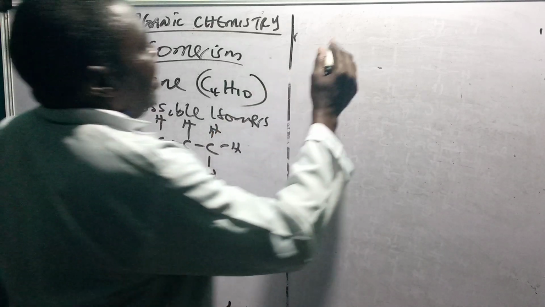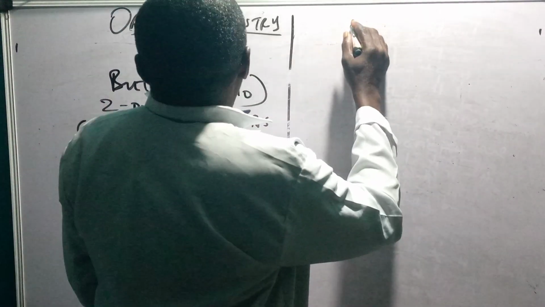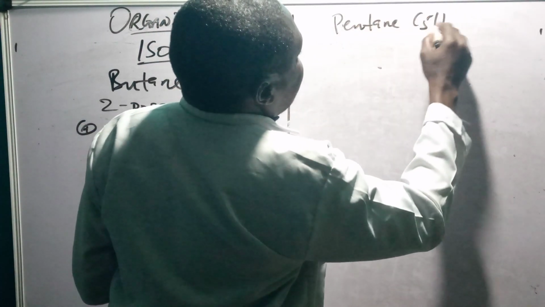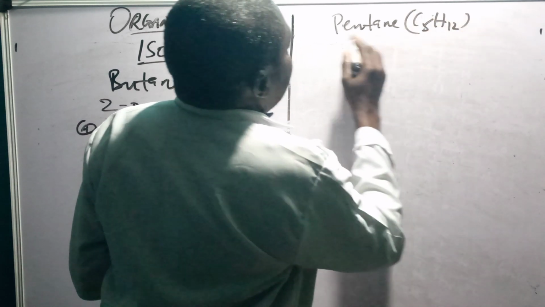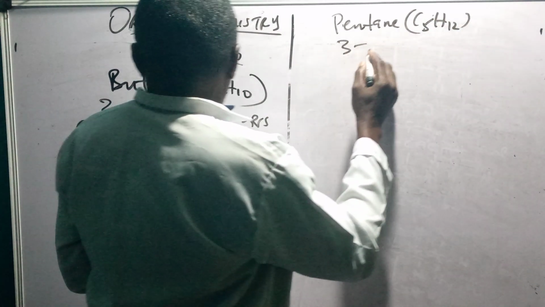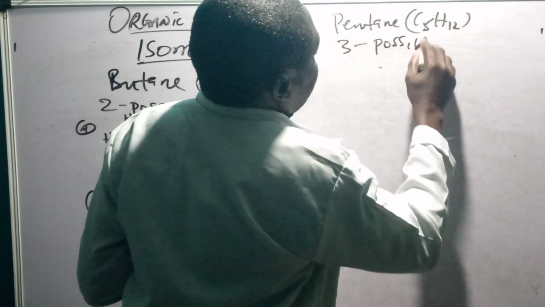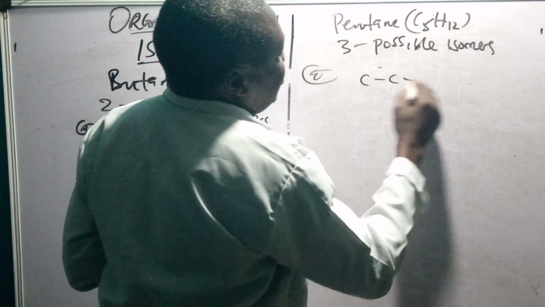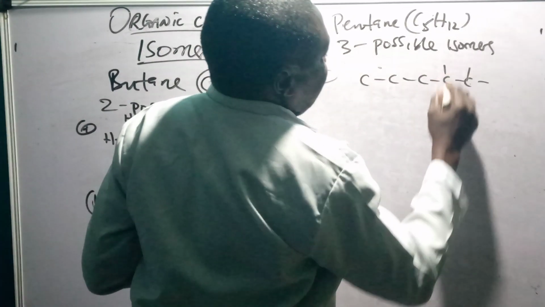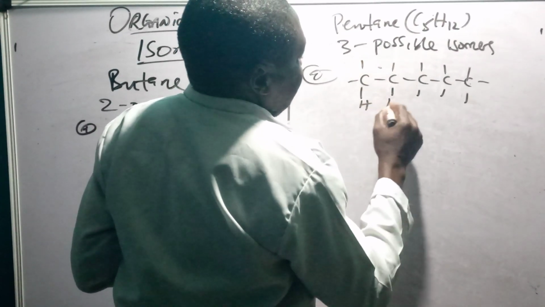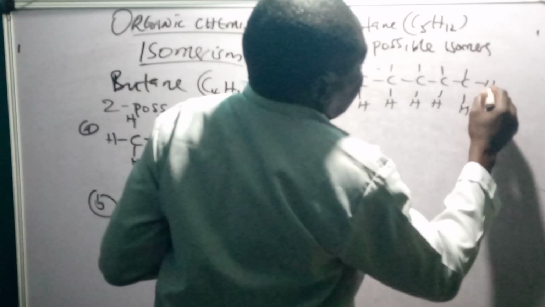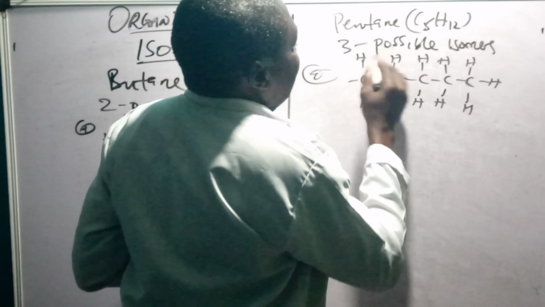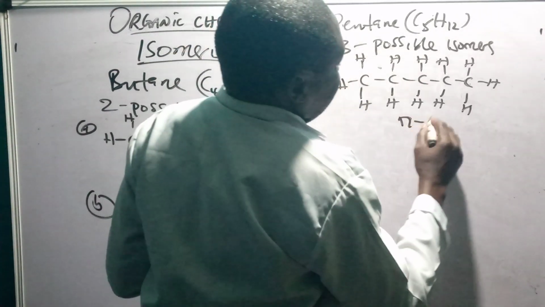Then we can also have a look at another type which has 5 carbon atoms. We call it pentane, C5H12. Pentane has 3 possible isomers. Let's have a look at them. The first one, we just draw the straight line, the linear type. Introduce your hydrogen atoms and make sure the bond, as I said earlier, is attached to carbon atom. So this one is the normal pentane.